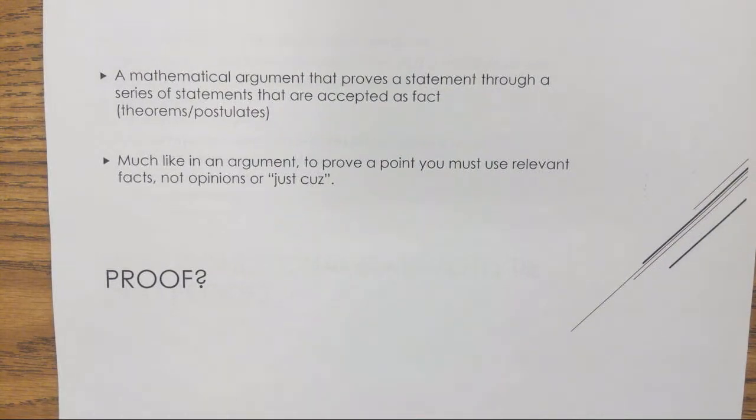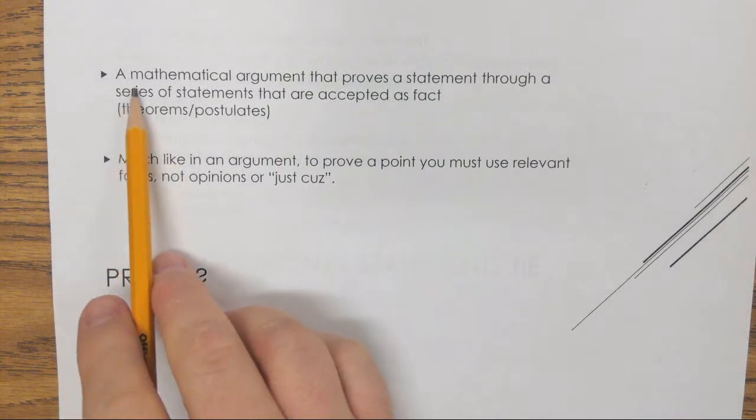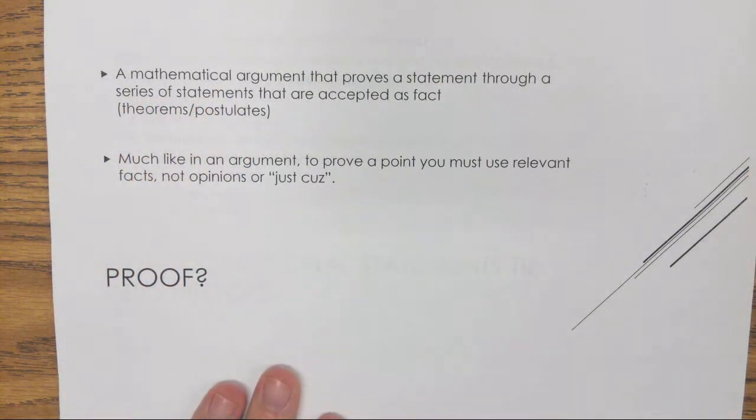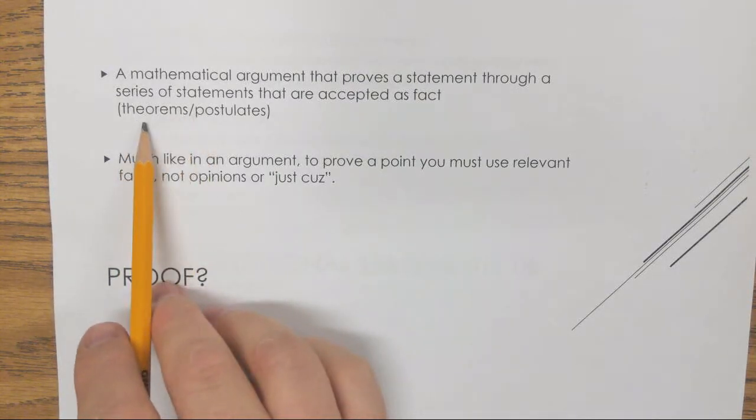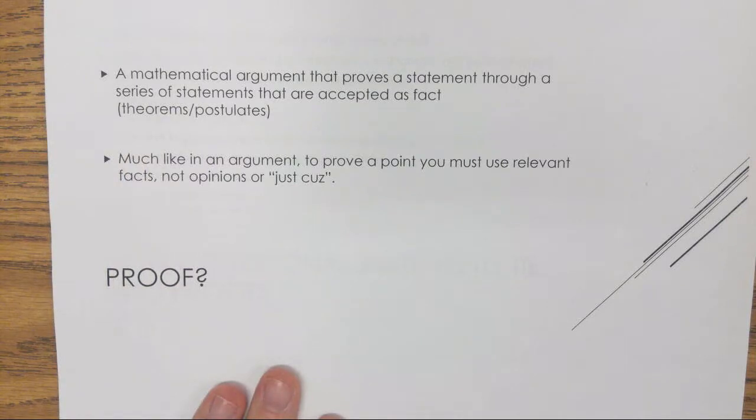So what is a proof? Well, a proof is a mathematical argument that proves a statement through a series of statements that are accepted as fact. In other words, we're going to be using things that were proven before or that we know to be true, theorems or postulates, in order to prove some mathematical ideas.